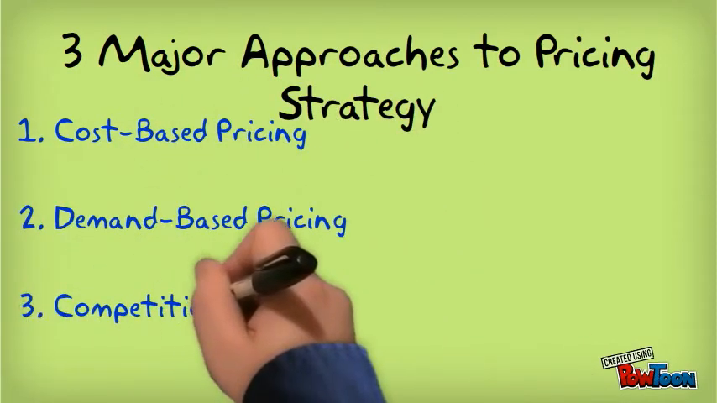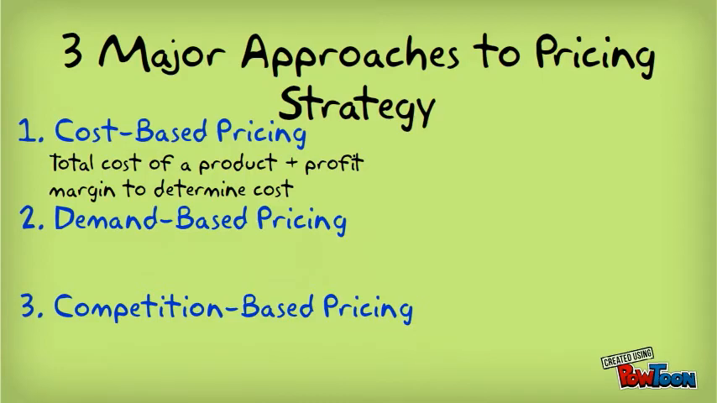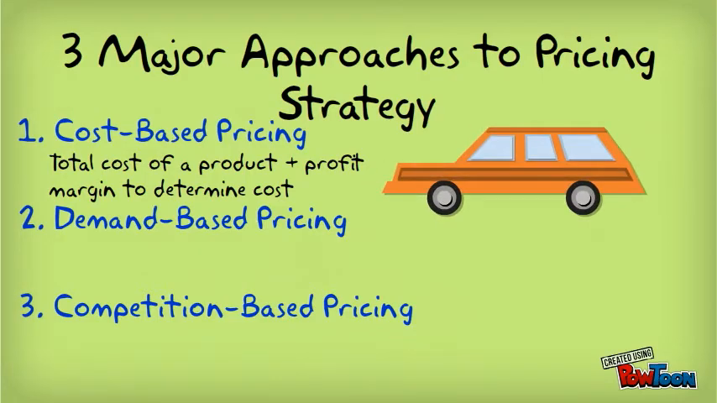Cost-based pricing includes the total cost of a product plus the profit margin. So for a car, you would take all the costs that go into making that car, the labor, the parts, the shipping, and after determining your price for producing the car, you would decide what type of profit you'd like to make, and that's how you'd set your price.